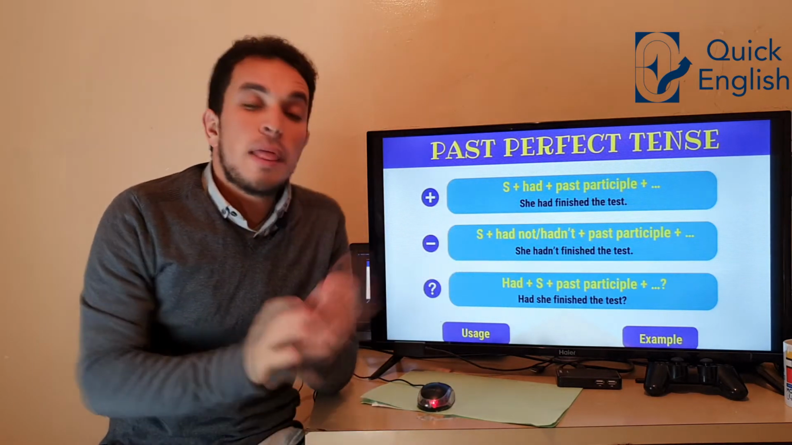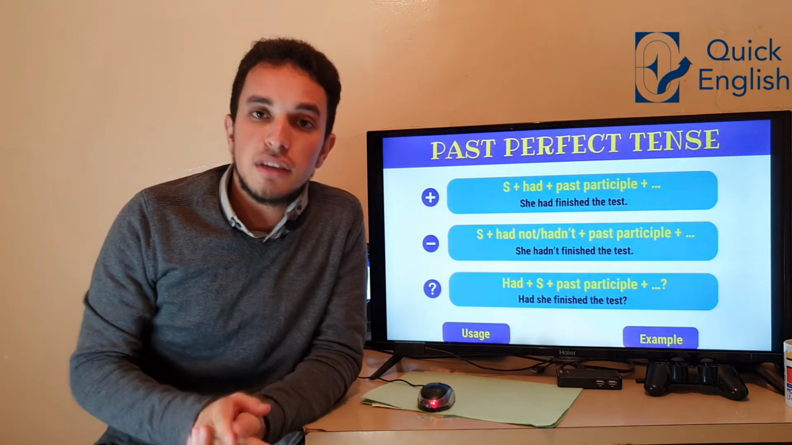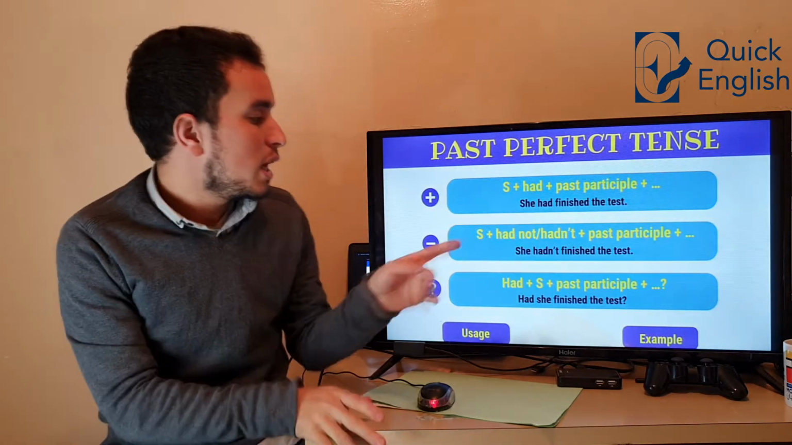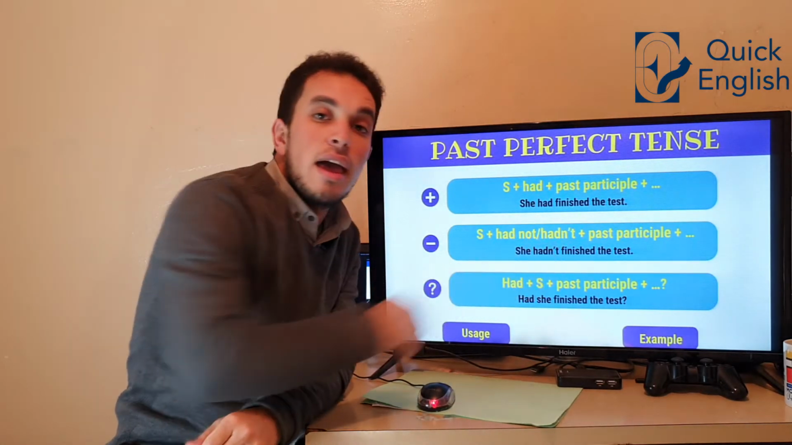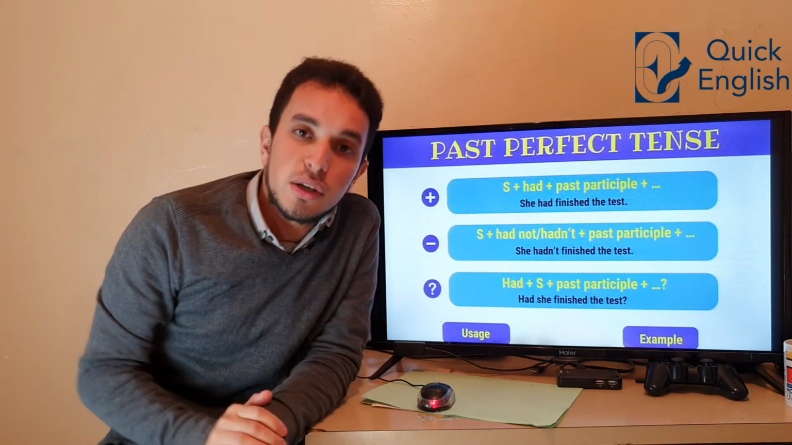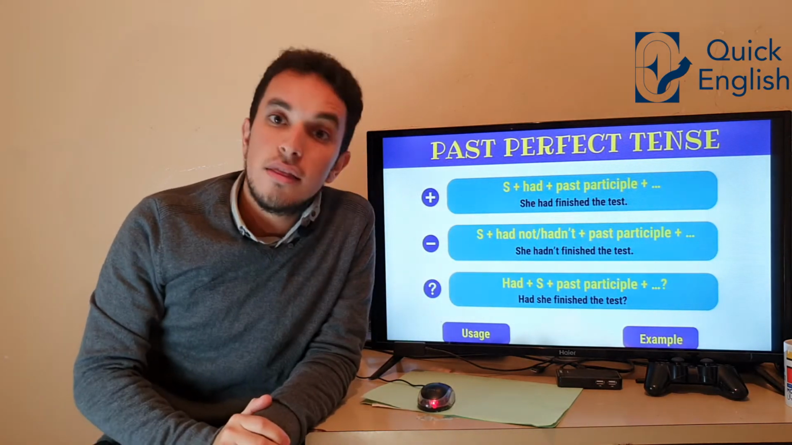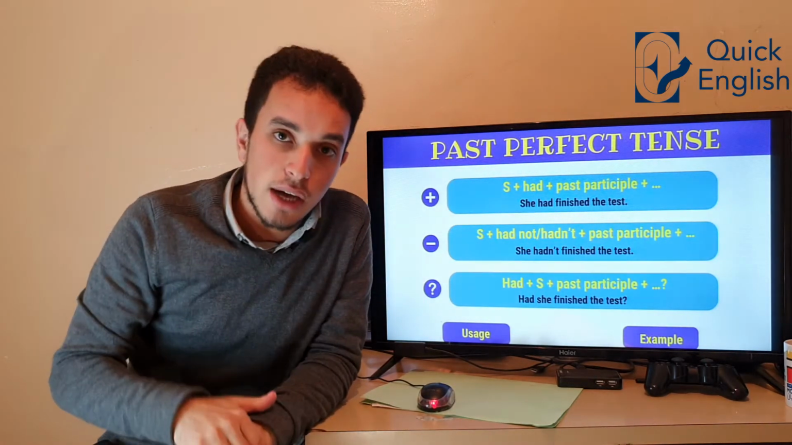All right, now, how do we form the negative in the past perfect tense? Now we have subject plus had not. Had not gives us hadn't, plus past participle, of course, and plus the complement. All right, example: she hadn't finished the test.